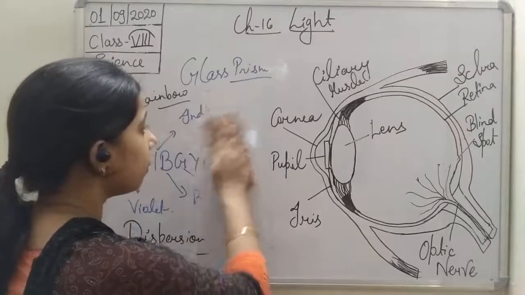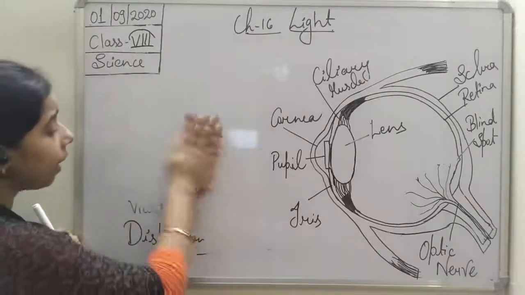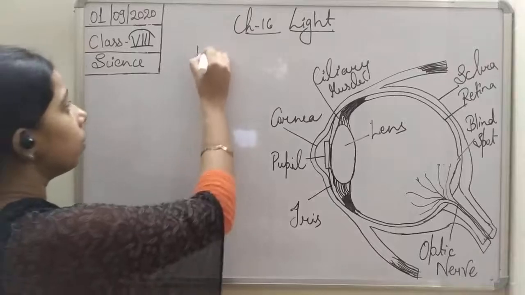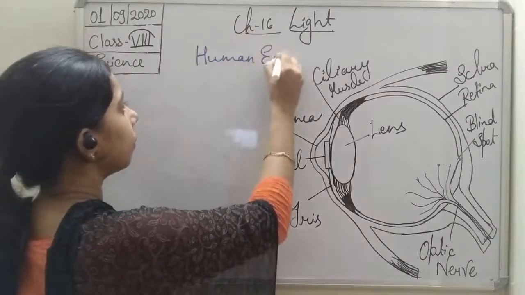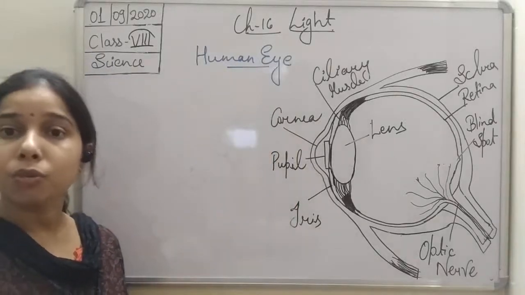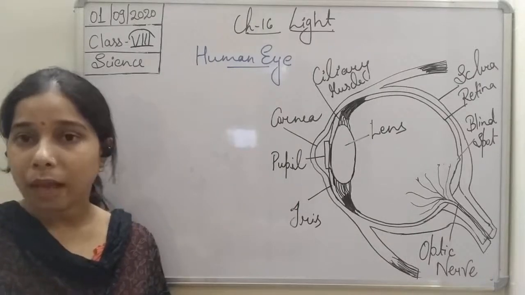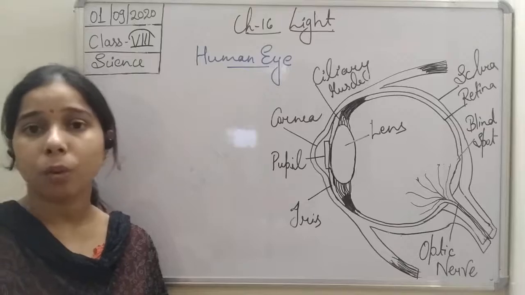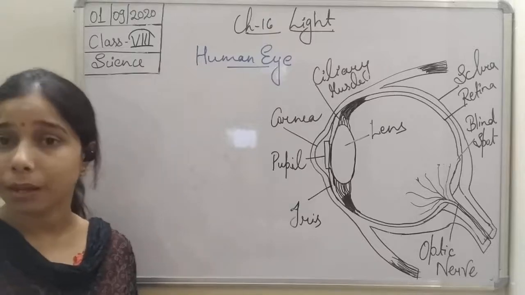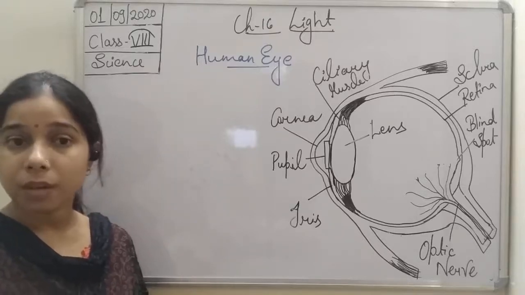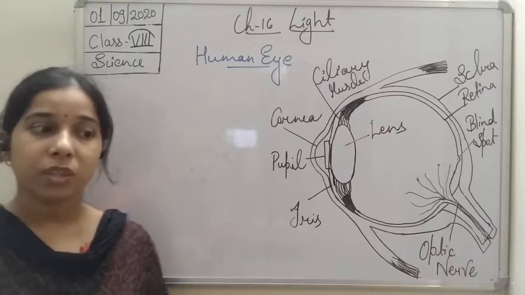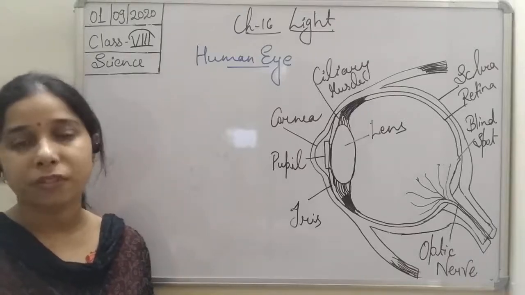Now today we will start another topic of the chapter Light, students, and that is a very important one, known as the human eye. When we talk about the human eye, it is the most valuable and most sensitive part of our body. It is also a sense organ, so you can understand that it is the most valuable and sensitive part. We can say that it is a kind of natural optical instrument which enables us to see the objects present around us.